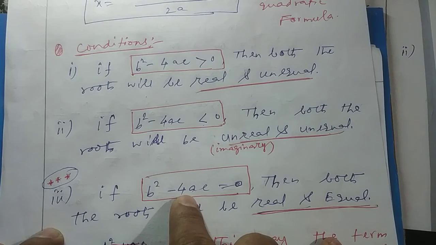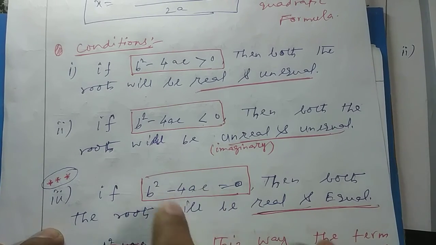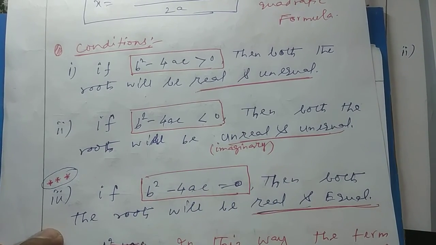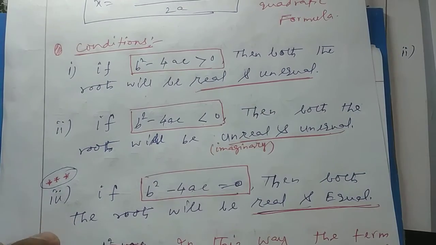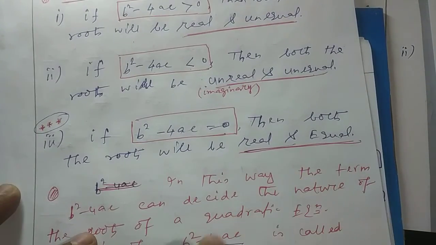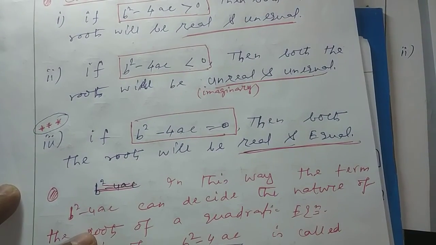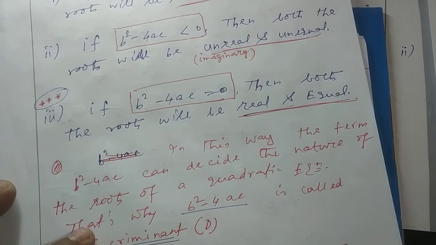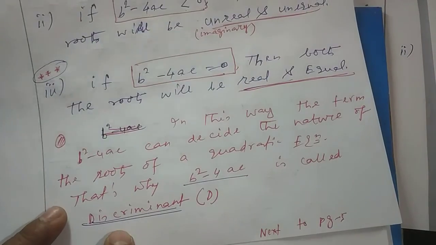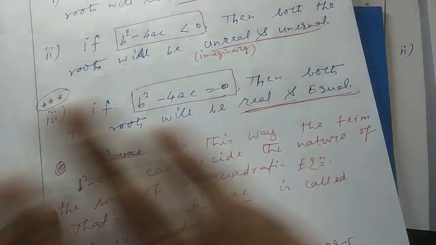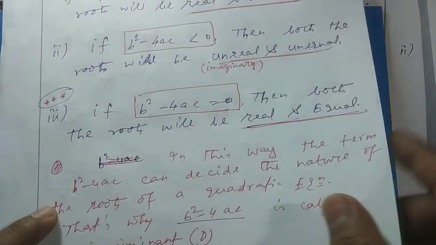If the b square minus 4ac vanishes, means it becomes 0, then both the roots will be real and equal. So, these were the three conditions. In this way, b square minus 4ac will decide how the nature of the roots will be. That's why it is known as discriminant. Right? Already we have studied in the last video.